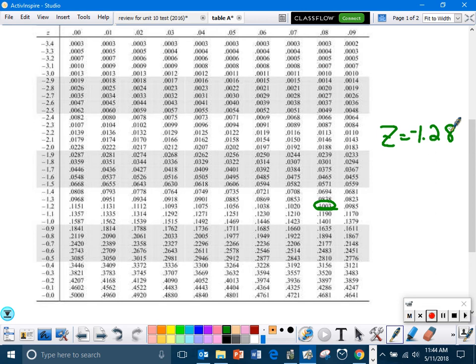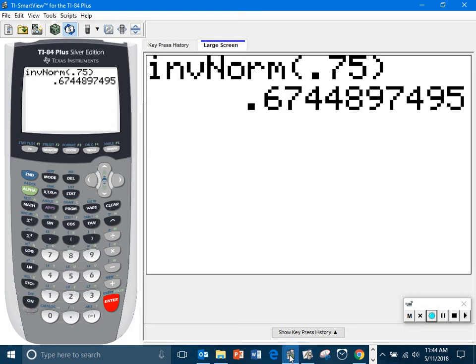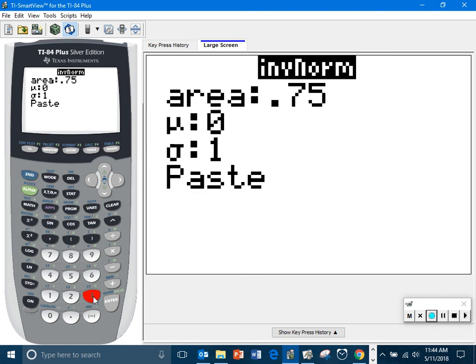Okay, on the calculator, again, I'm going to use the inverse norm. Okay, but this time I'm looking at 10% because that's what's to the left.